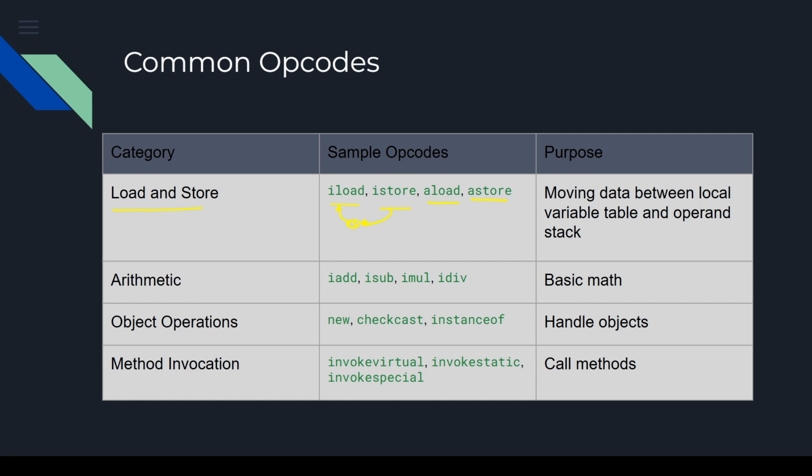Then we have another category like arithmetic, which is basically to perform basic math operations like adding the values, subtracting the values, multiplication, division, and so on. To handle objects, we have different opcodes like new to create a new object, and checkcast to basically perform the casting operation to check whether two types are compatible with each other. Then we have another category of method invocation. So in this category, we have different invoke opcodes to call different methods. For example, invokestatic will be used in the bytecode where we are calling a static method.